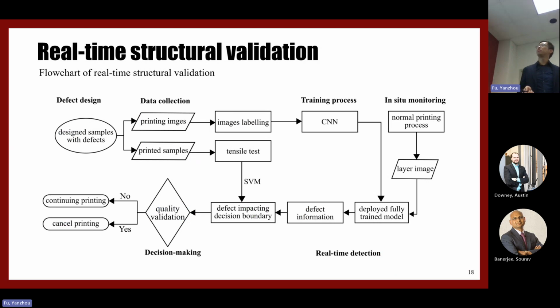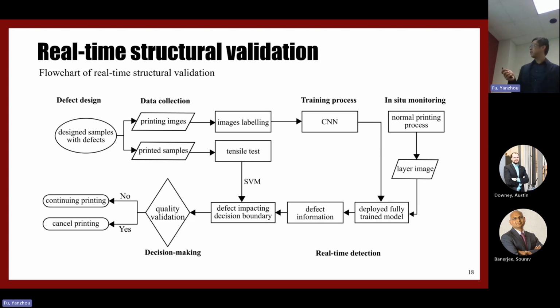So here is the flowchart with more details. So first, we will design a lot of samples with different defects. Then we will print all samples out, and we will collect the printed samples and also get the layer image for every sample, and the images will be labeled to train the convolutional neural network. And the tensile test will be done on all the collected samples, and the tensile test result will use support vector machine to plot out the defect impacting decision boundaries.